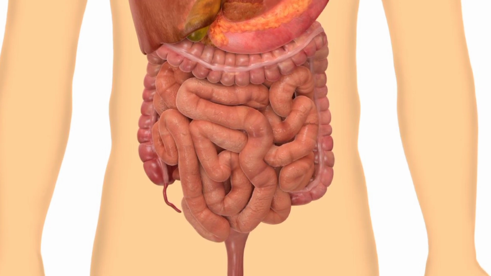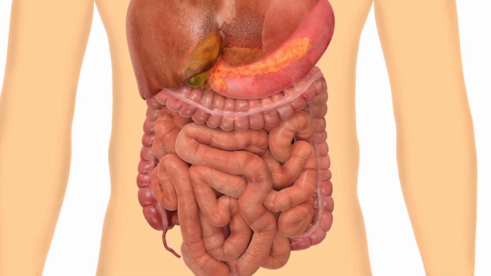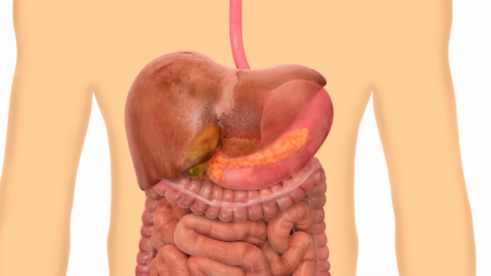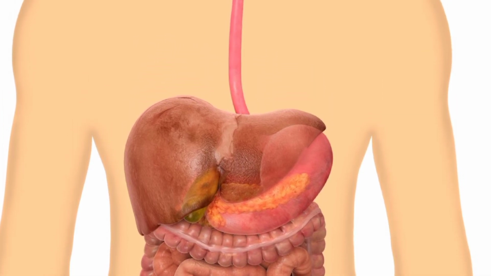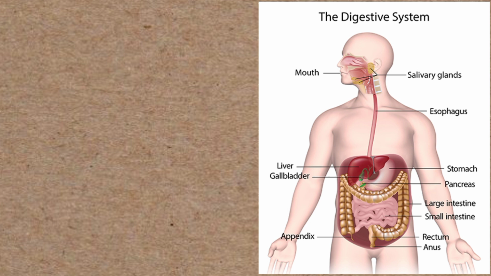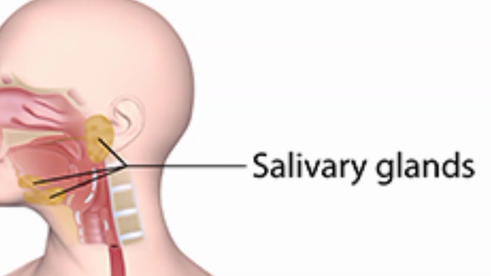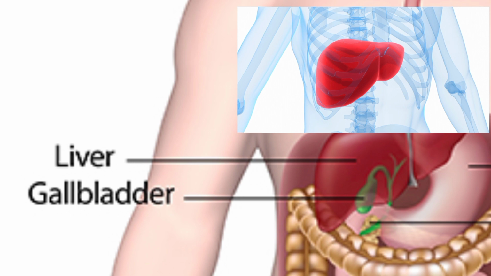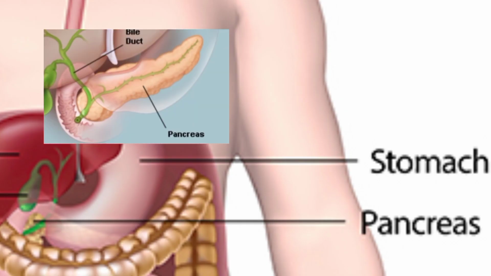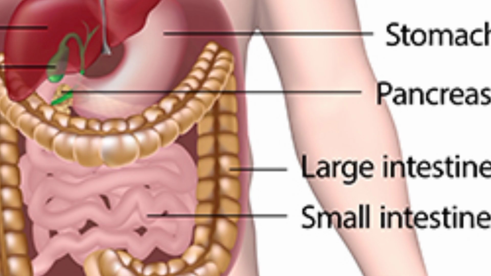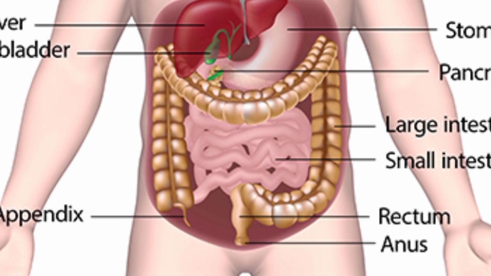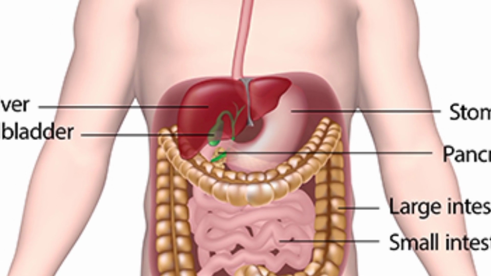So first, what is the digestive system? The digestive system is the system of organs responsible for getting food into and out of the body and for making use of food to keep the body healthy. The digestive system includes the salivary glands, mouth, esophagus, stomach, liver, gallbladder, pancreas, small intestine, large intestine, colon, and rectum. The function of the digestive system is digestion and absorption.